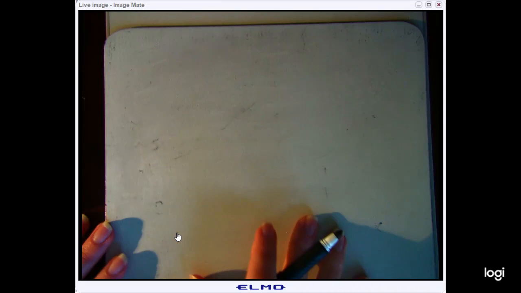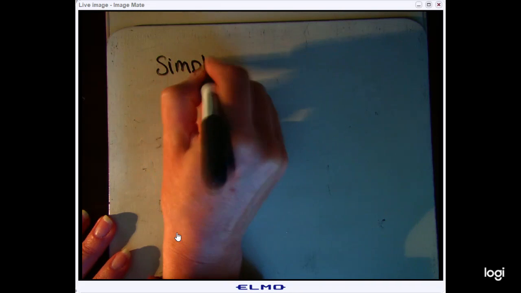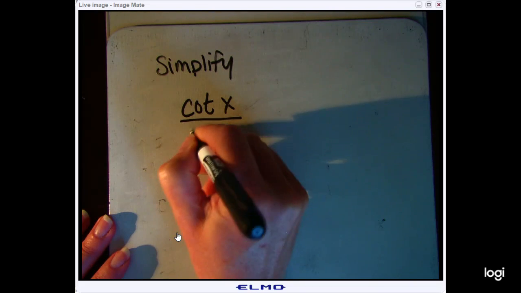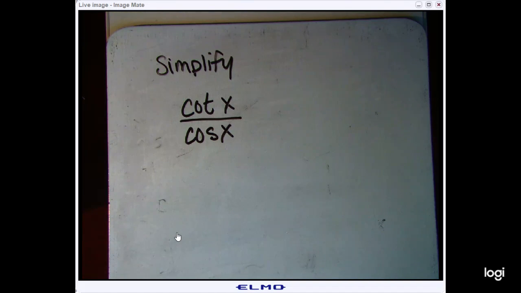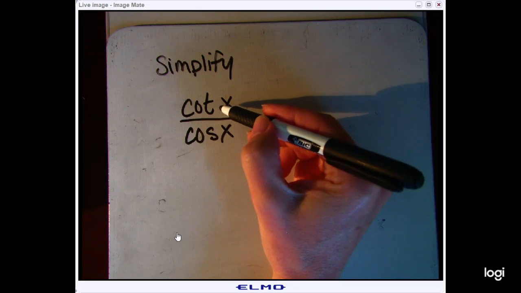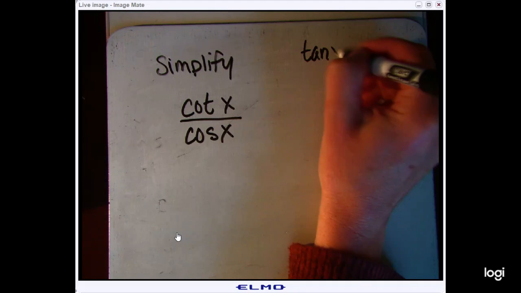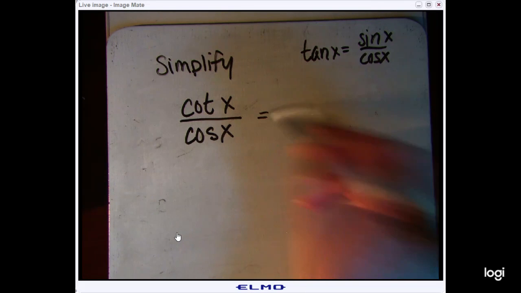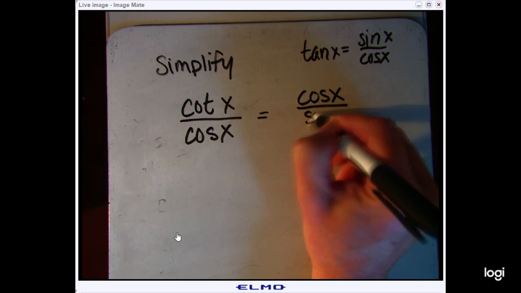Your homework will give you something like this. It will say, simplify. And it will give you a fraction of some sort of trig identities. And our job is to make it as simple as possible. So I'm going to look at cotangent, and I know that's the inverse of tangent. Now, because we just wrote it down, we know tangent is sine of x over cosine of x. So if I've got cotangent of x, that can be rewritten as, let's use the inverse, cosine over sine.